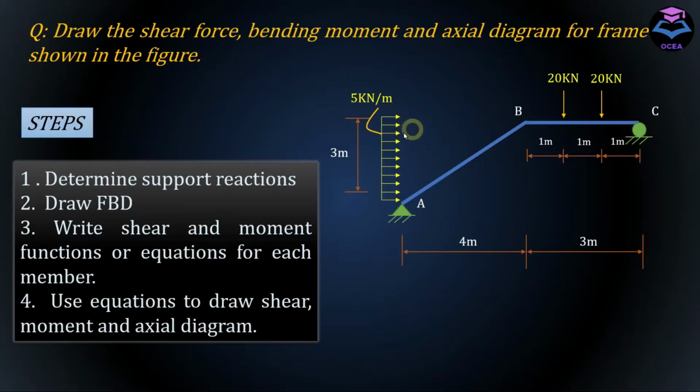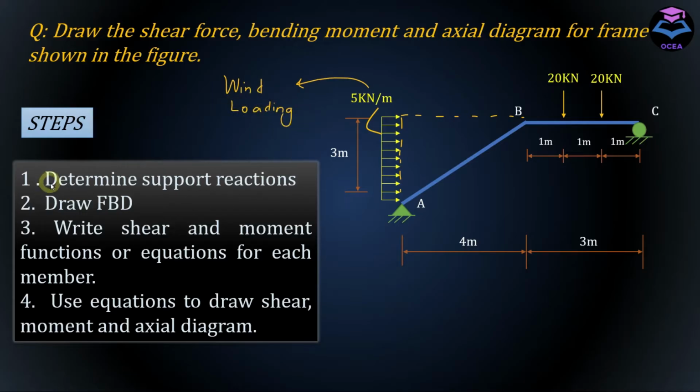And this UDL is acting along the vertical projection of this member AB, and this here is the horizontal projection, and it has no load acting upon it. This sort of loading, which acts along the vertical projection of an inclined member, represents wind loading.